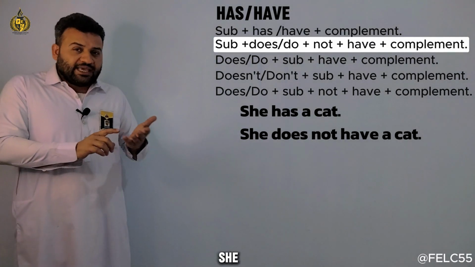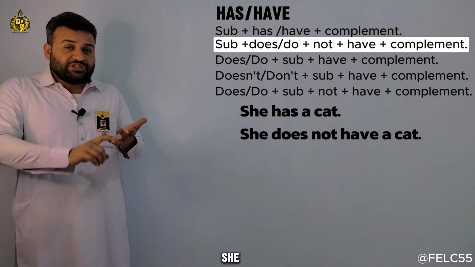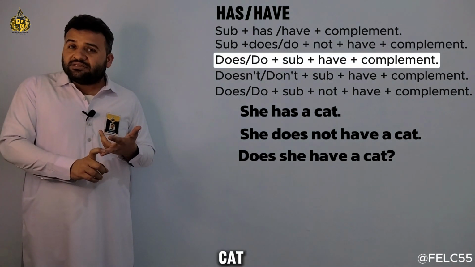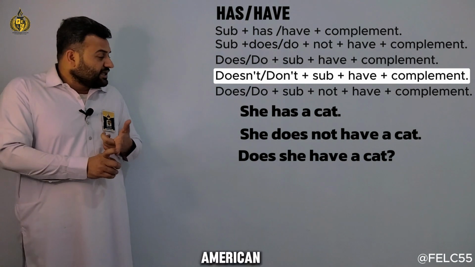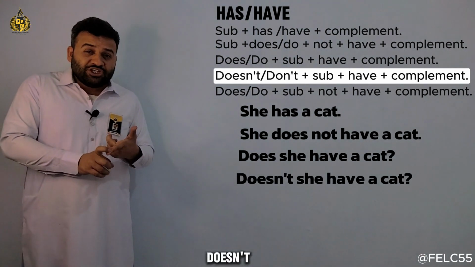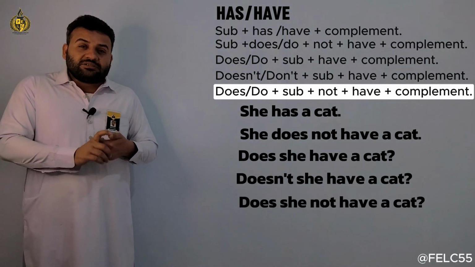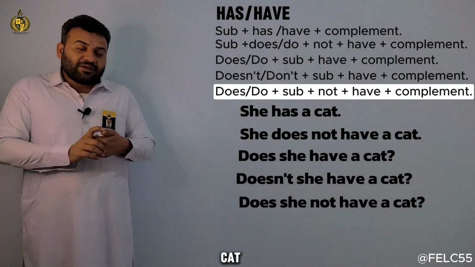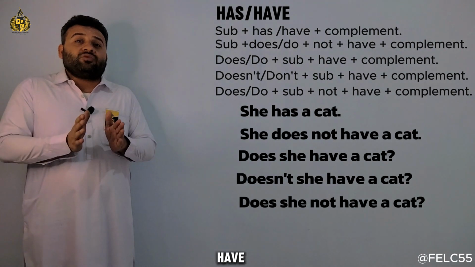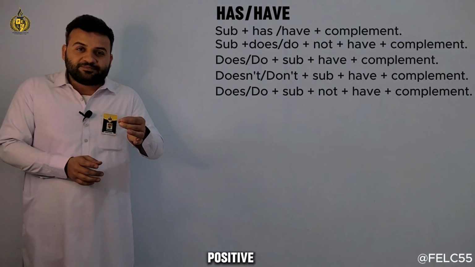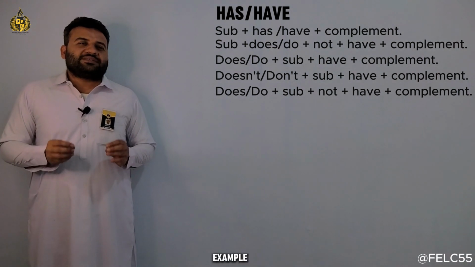Like she has a cat, the negative will be she does not have a cat. The question will be does she have a cat? And the American structure will be doesn't she have a cat? And in the British is does she not have a cat? It means that have will be used in all of the examples except the positive.